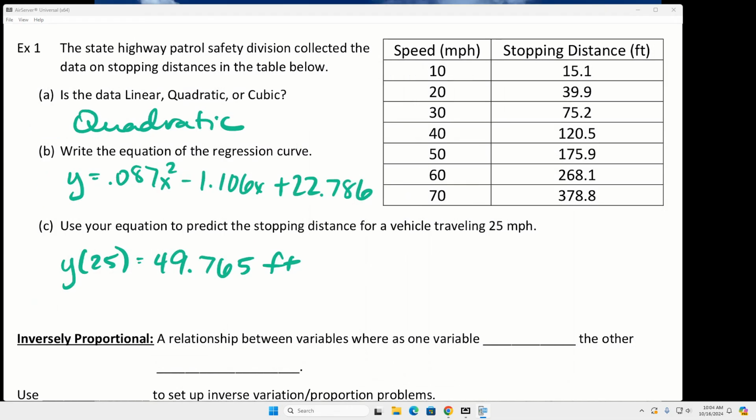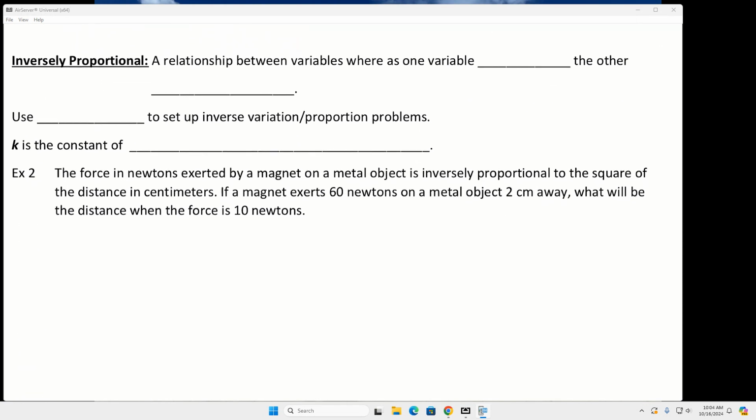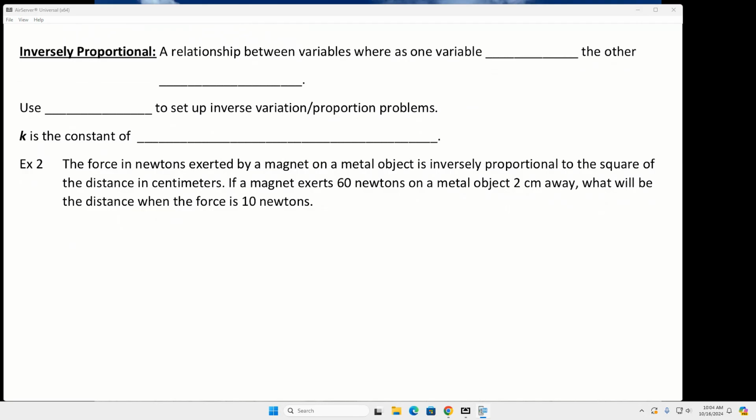All right, the other thing we're going to learn today is new. I don't think you've ever done inverse proportional stuff before yesterday. So I'll only have one example. So when you go to do your assignments today, you might do one of those before you leave just to make sure you really understand it. It's not too bad though.